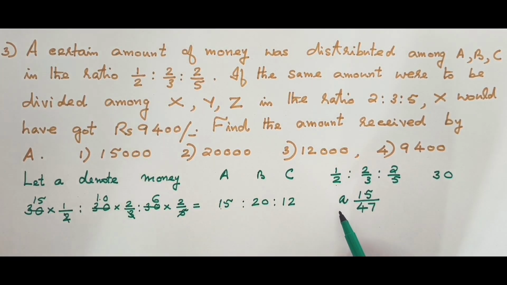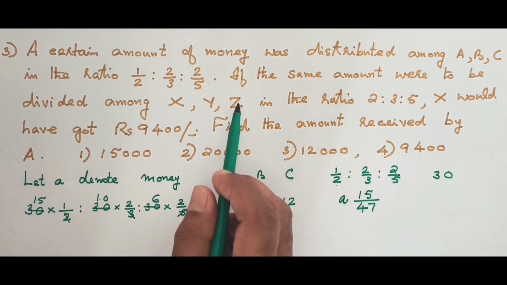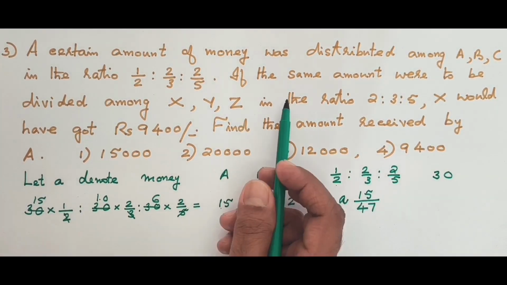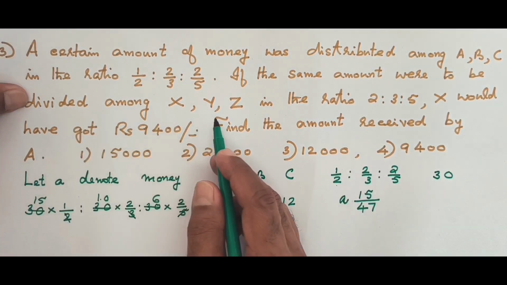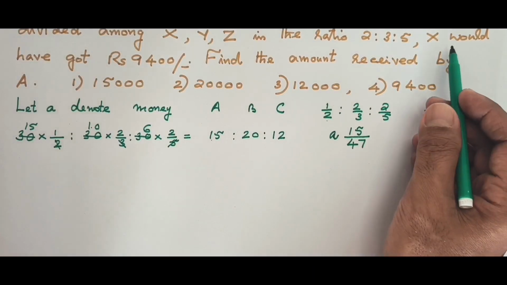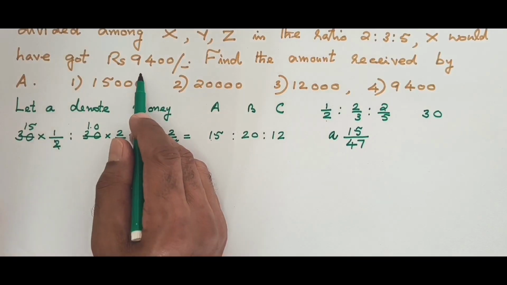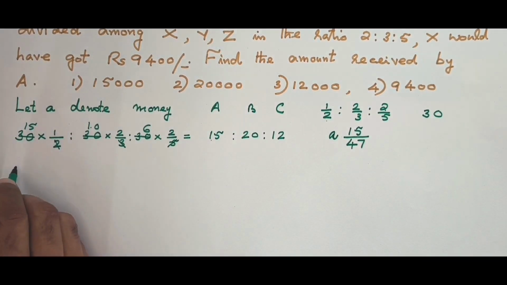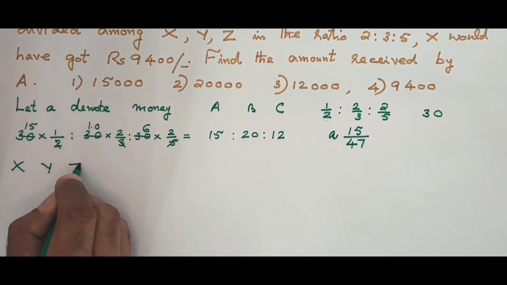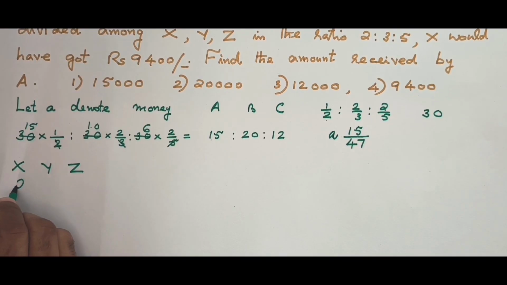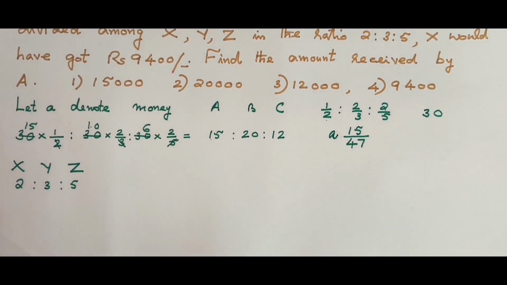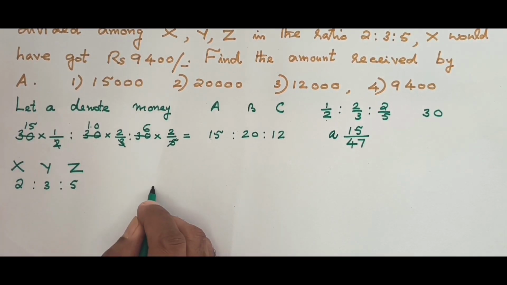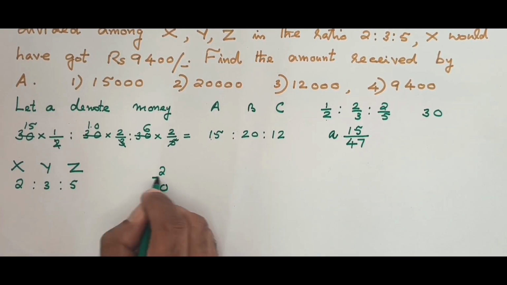So to find out that, there is some additional information given in the problem, which says what? If the same amount were to be divided among X, Y, Z, the amount received by X is 9,400. So this is the ratio, X, Y, Z, let me write. And the ratio is given to be 2 is to 3 is to 5. And the meaning of this ratio is, if you take 10 rupees, see 2 plus 3 plus 5, 10, two parts will go to X.